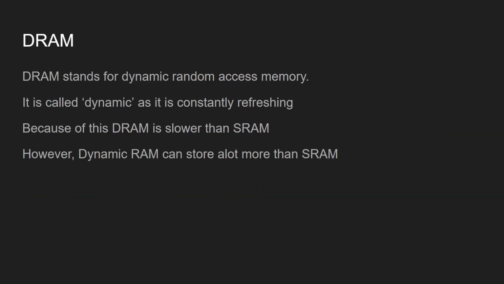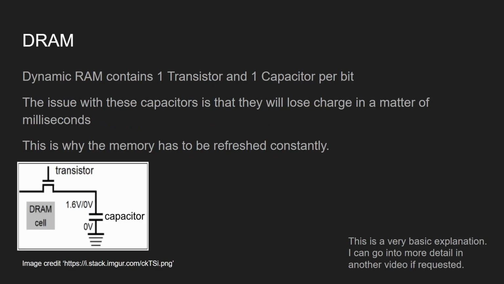DRAM stands for Dynamic Random Access Memory. The reason it's called dynamic is because the memory is constantly refreshing itself. Because of the fact that it's refreshing itself all the time, dynamic RAM is actually slower than static RAM. Saying that, dynamic RAM can store a lot more than static RAM. Now, per bit of data, dynamic RAM will contain one transistor and one capacitor.